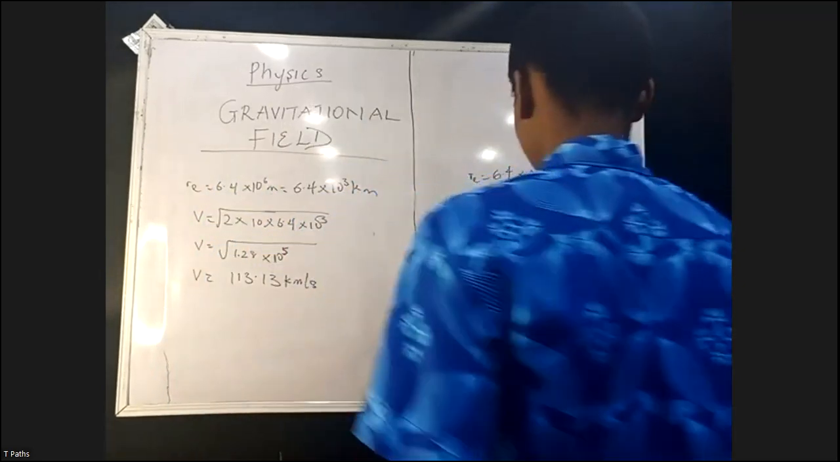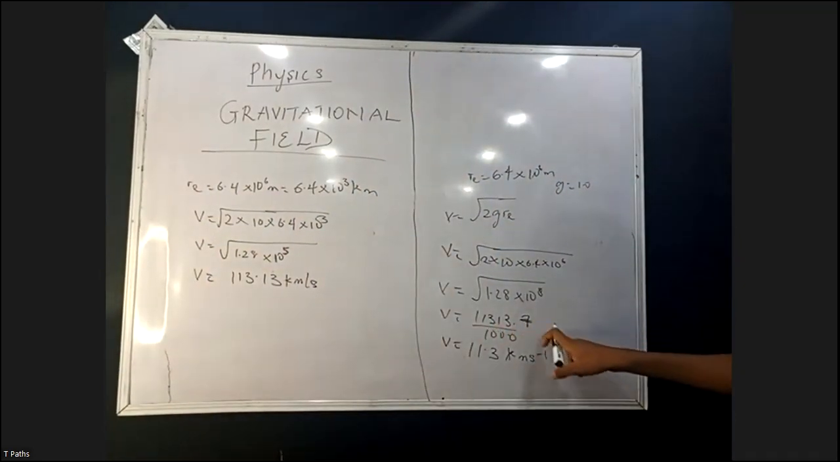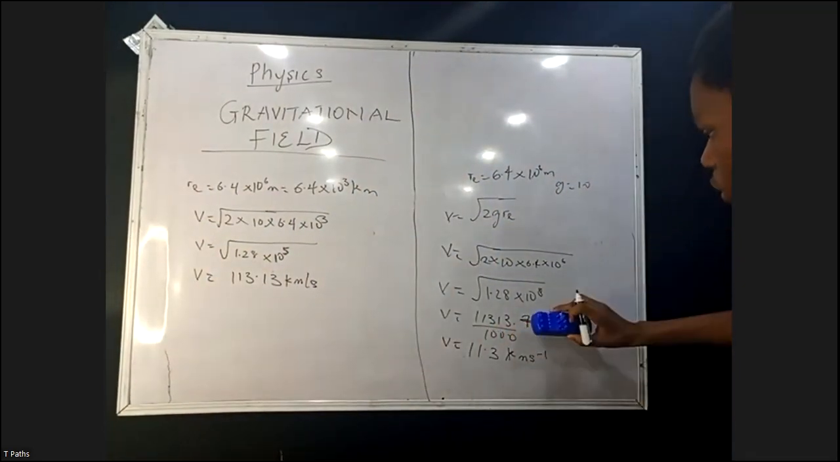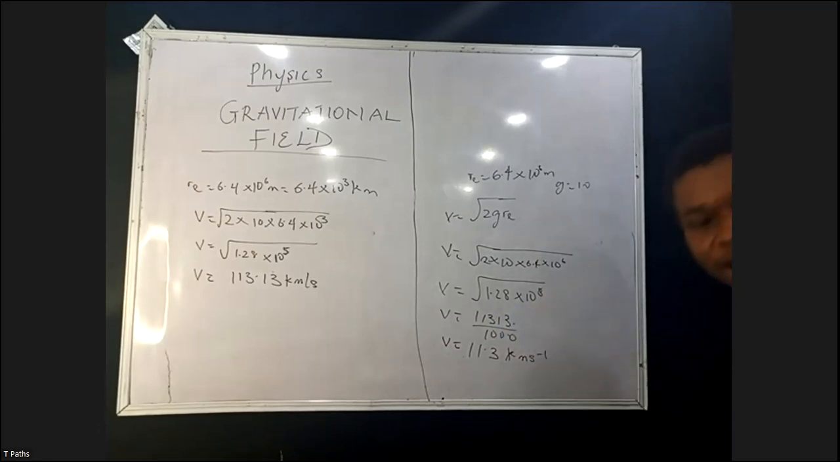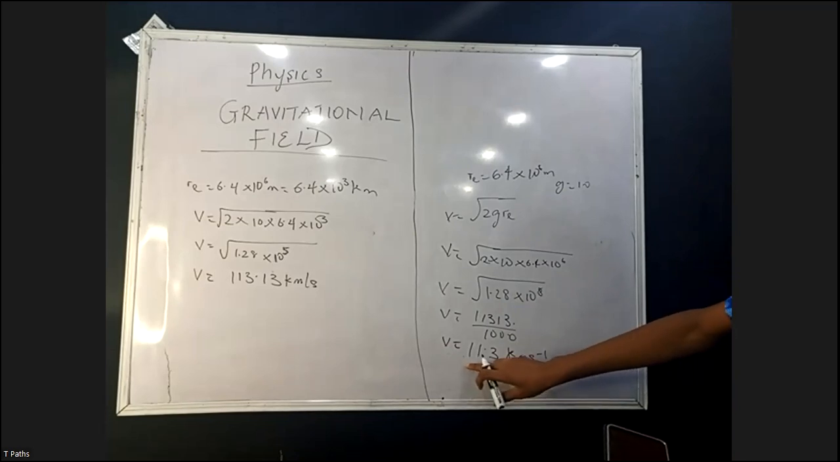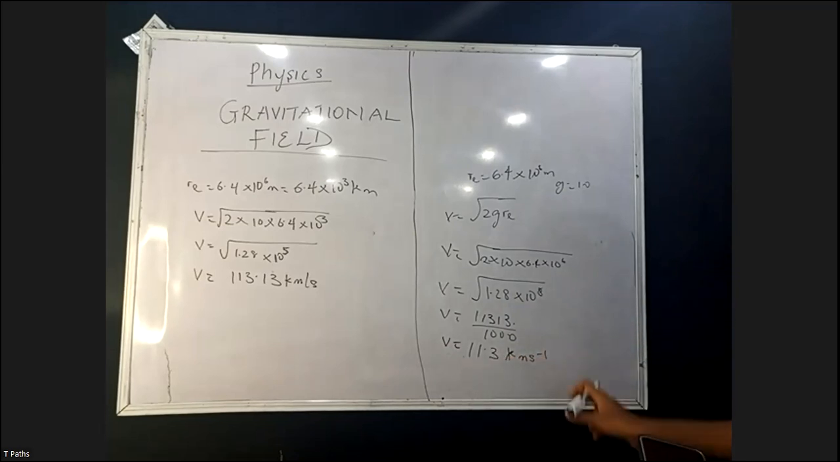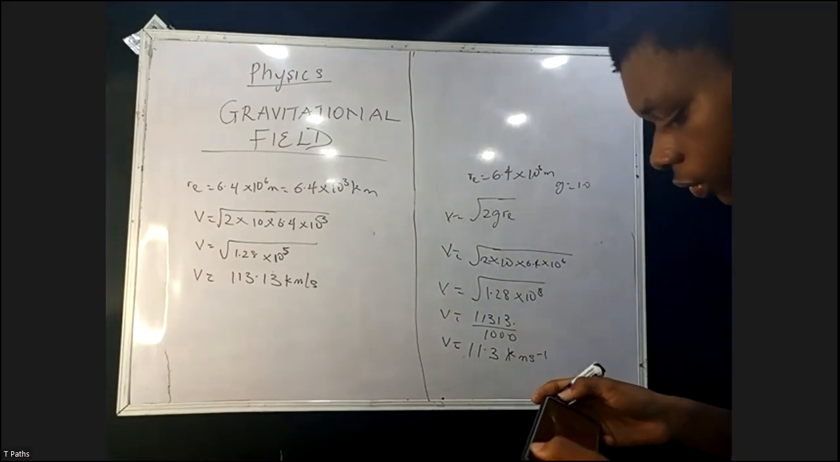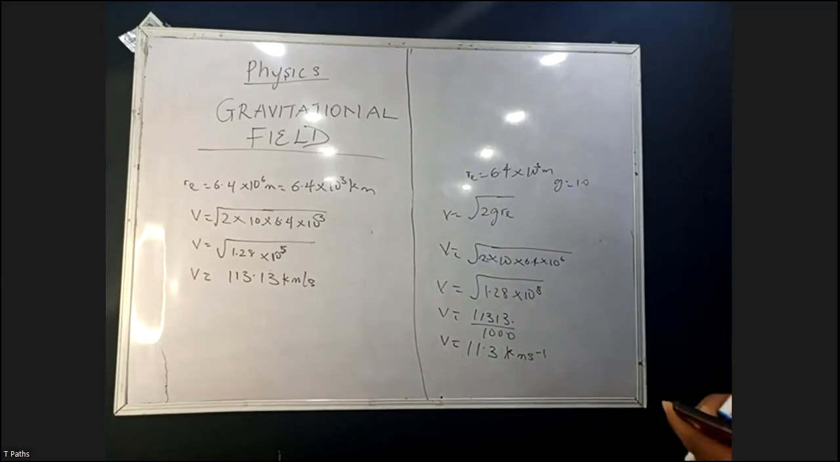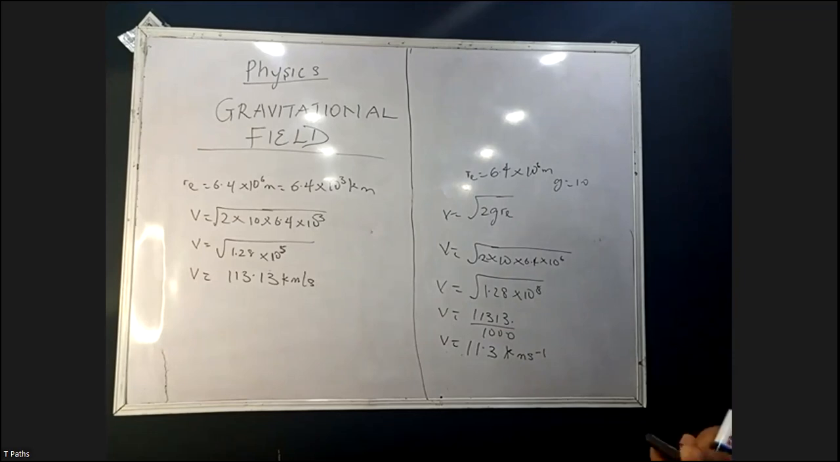I think this was where the mistake was coming from. So this should be 113.7, so I can just leave it as 11313. When I divide it by 1,000, that's converting it to kilometers per second. I'll have 11.3 kilometers per second. So here is the answer, option D.